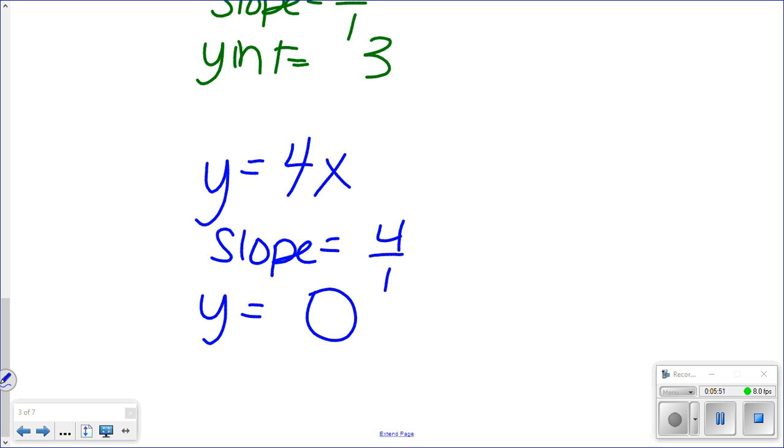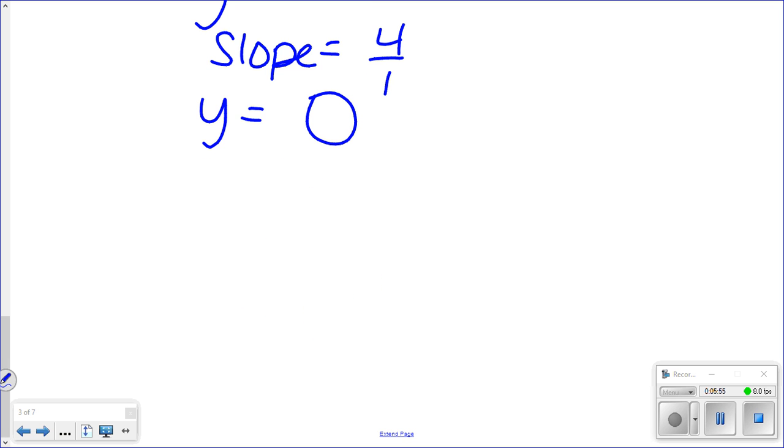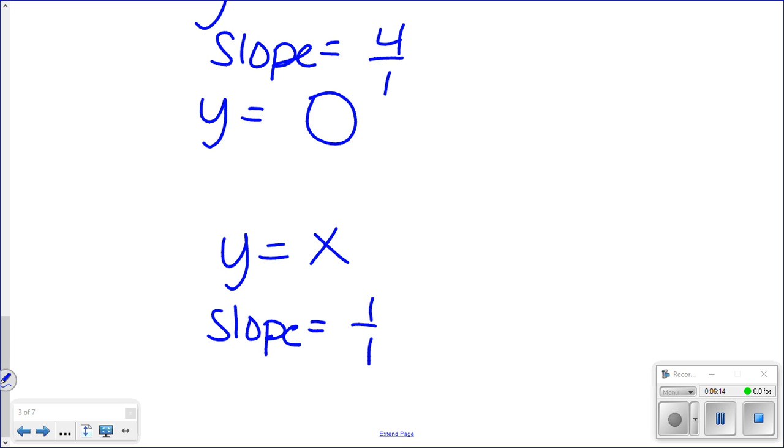The other one that's always tricky for students is one like this. One that is always tricky is y equals x. What's my slope for this one? 1 over 1. What's my y-intercept? 0. That one is the trickiest one all the time. So my slope here is 1 over 1, and my y-intercept is 0. So make sure you have some of these written down because they're going to show up today.